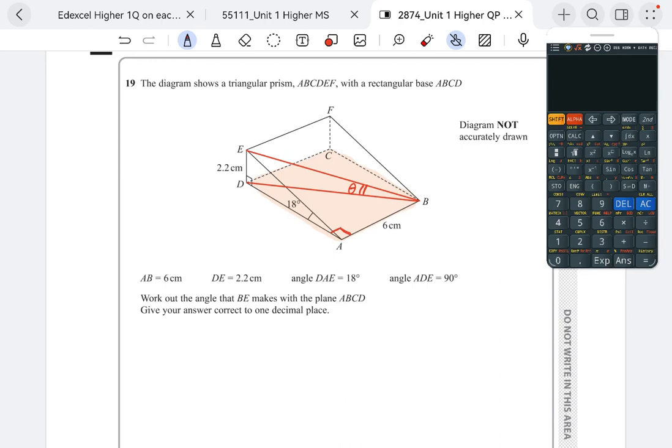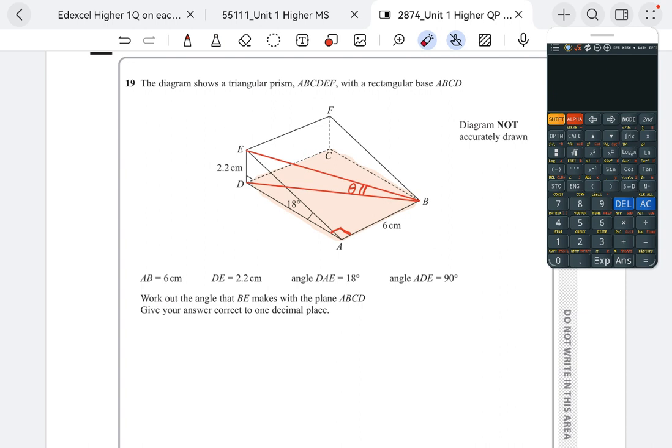Okay, welcome to question number 19 from the Unit 1 Modular Exam 2024. It's just a sample, okay? The diagram shows a triangular prism. This is a triangular prism named A, B, C, D, E, F with a rectangular base, which is A, B, C, D, and you can see that I shaded this rectangular base for you just to understand my opinion.